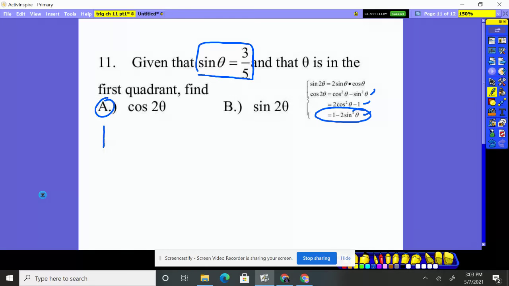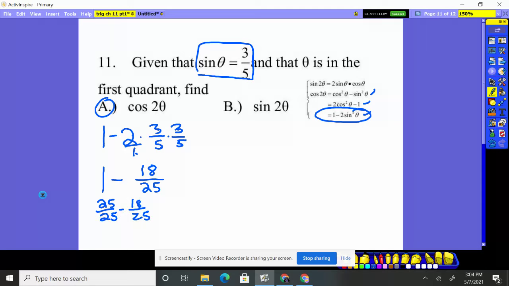I'm going to say, hey, this is 1 minus 2 times the sine value squared, which is 3/5 squared. So 3/5 times 3/5. Remember, this is just 2 over 1. So we have 1 minus 2 times 3 is 6. 6 times 3 is 18. 1 times 5 times 5, 25ths. We rewrite 1 as 25/25ths minus the 18/25ths so that we have a common denominator, and we have our answer. This answer is 7/25ths. Super easy.